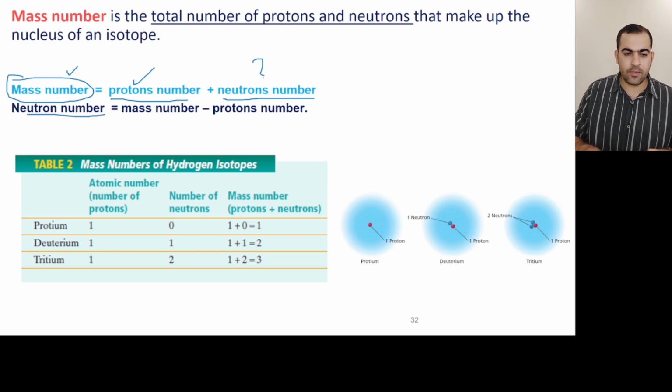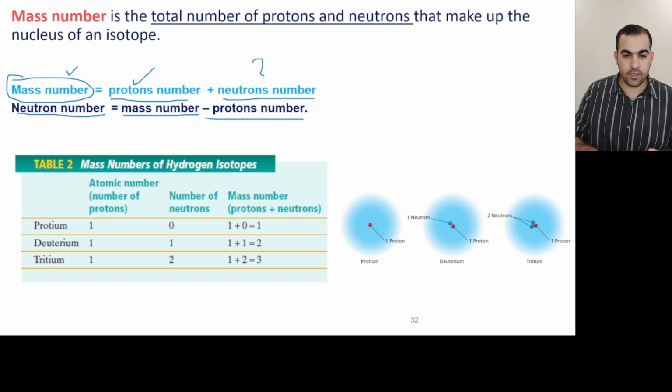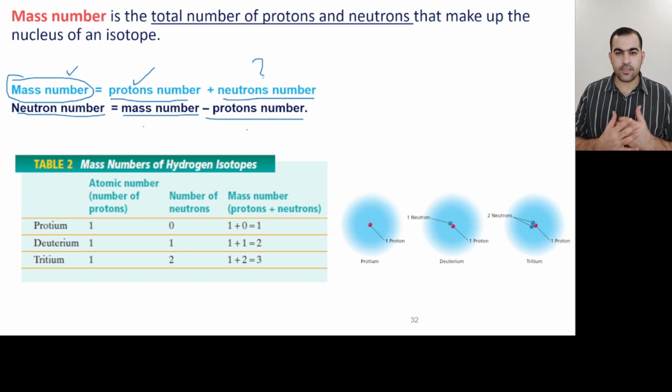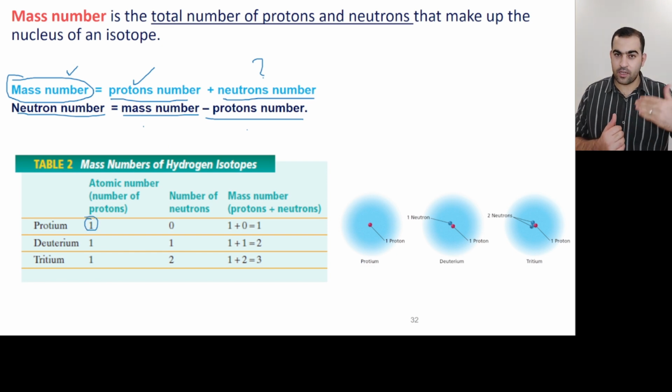Neutrons number equals mass number minus protons number. Or if I want protons number, protons number equals mass number minus neutrons number. Okay. Say mass number of hydrogen. Hydrogen has 3 isotopes. Protium: atomic number is 1, protons number 1, electrons number is 1.